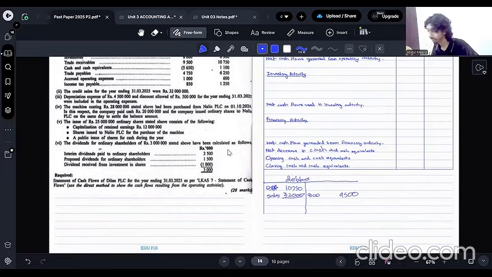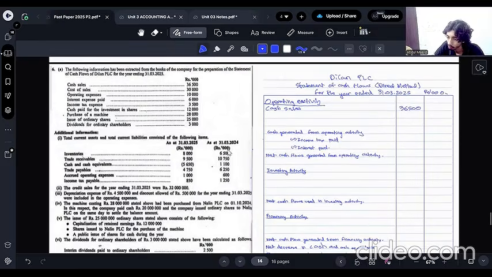Okay, that's gonna be 10,750 plus 32,000, 42,750. 42,750 minus 9,500, 33,250. Cash 33,250, that will be an inflow. We are going to say receipt from debtor.